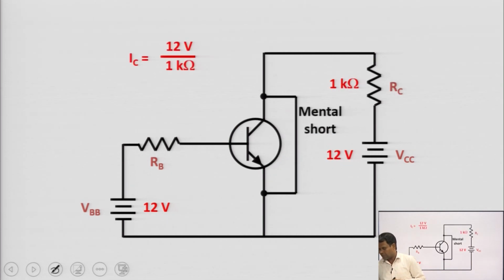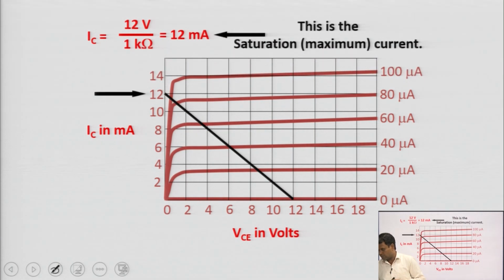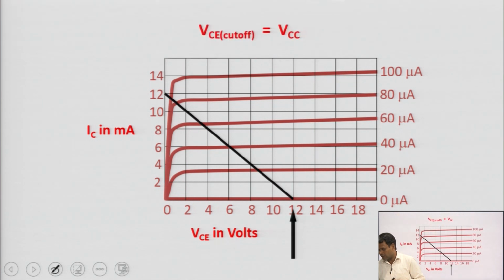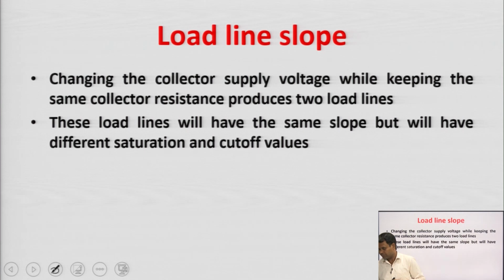Now these are the methods to calculate the coordinates. Already I have discussed this point, okay, guys, to calculate the DC load line. Now, DC load line slope: changing the collector supply voltage while keeping the same collector resistance produces two load lines.